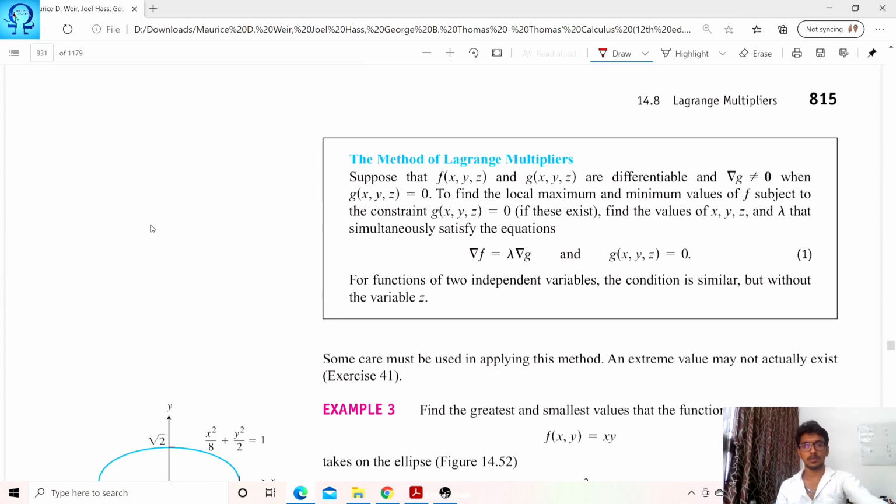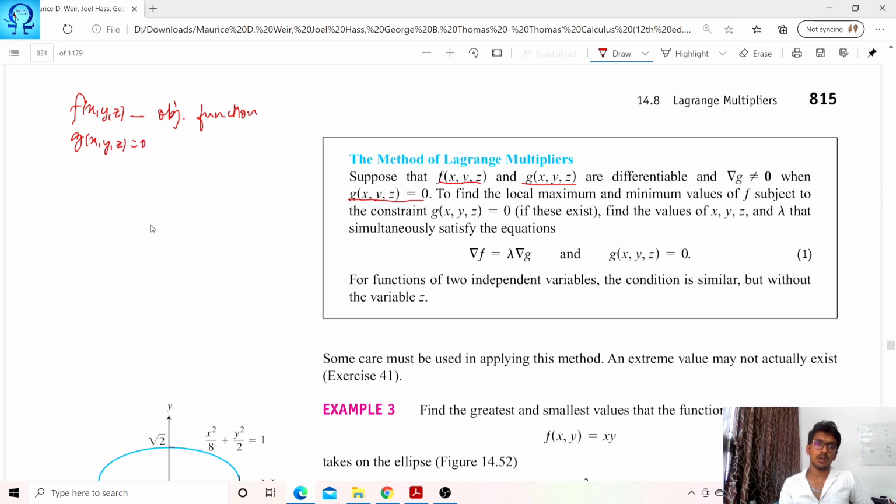So the method of Lagrange multiplier: suppose you have two functions which are differentiable and the gradient of the second function is non-zero, whenever the function is equated to 0, to find the local maximum or minimum values of the function subject to the constraint. So here the function f is the objective function, that is, whether you have to maximize or minimize, that is your function f. And this function g equated to 0 is the constraint function. Based on this restriction only, we have to identify the maximum and minimum values. To do so, we have to find the values of x, y, z and lambda which simultaneously satisfy these conditions.